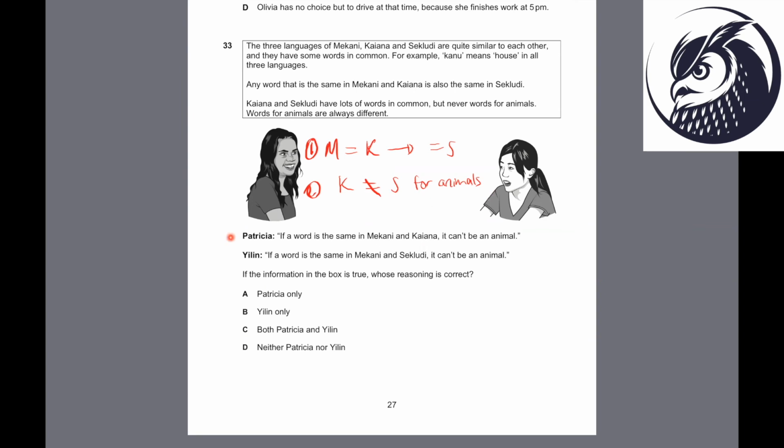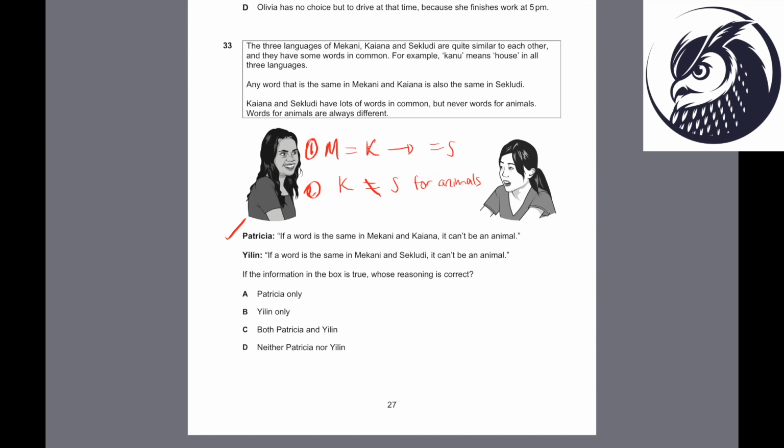So what Patricia is saying is actually true. If that word is the same for Mekani and Kayana, and thereby also Sakludi, it can't be an animal word, according to the second condition. So therefore, Patricia's statement is actually correct. Now let's have a look at Yilin's statement. Yilin says, if a word is the same in Mekani and Sakludi, it can't be an animal.